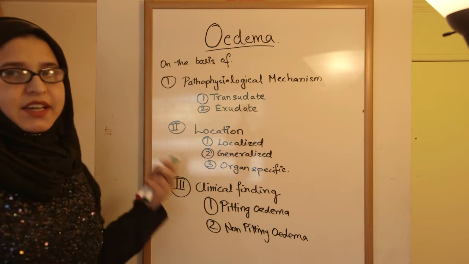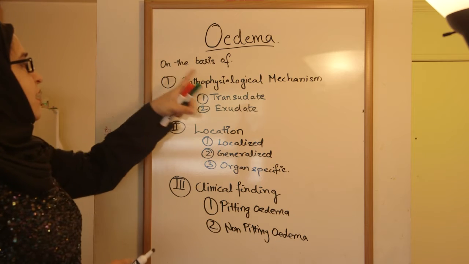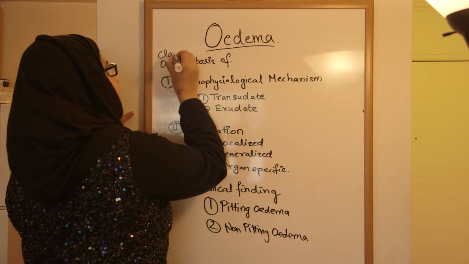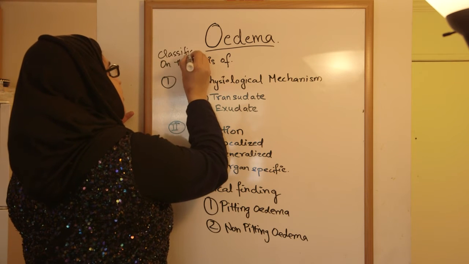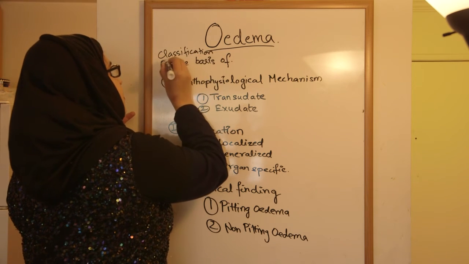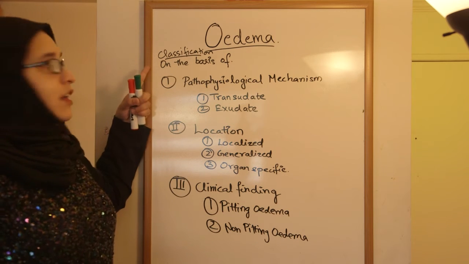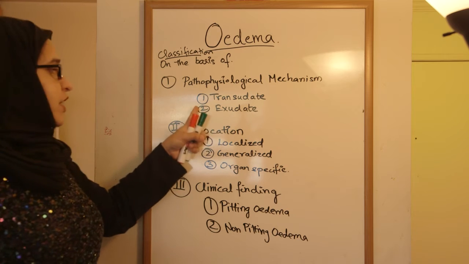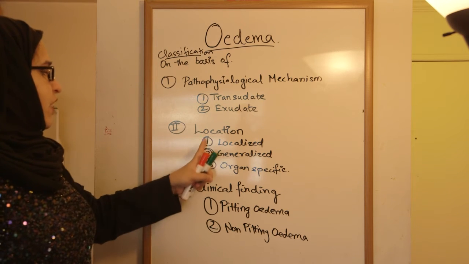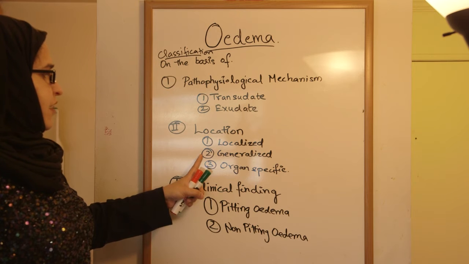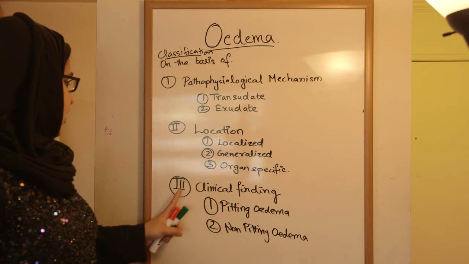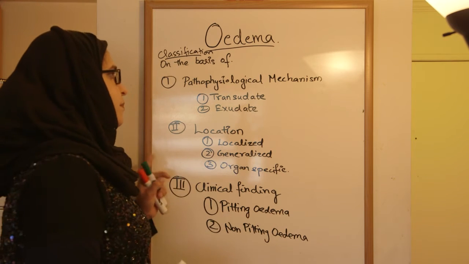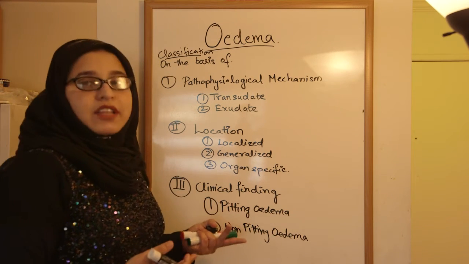Pitting edema and non-pitting edema. Okay, so edema, the classification is, write your class C. The classification of edema on the basis of pathophysiological mechanism into transudate and exudate; on the basis of location, localized, generalized, and organ specific; and on the basis of clinical finding, it is pitting edema and non-pitting edema. So let us learn about them in detail.